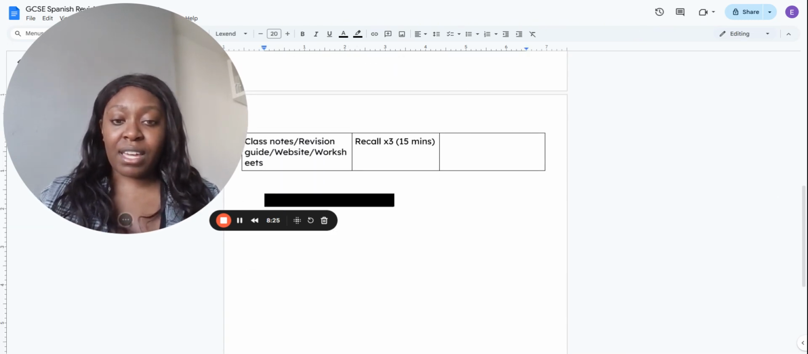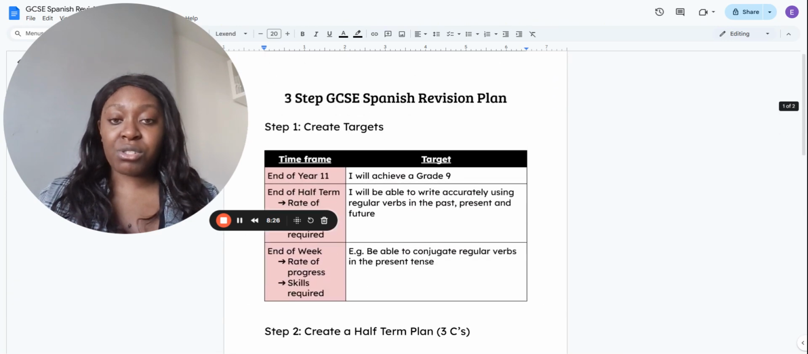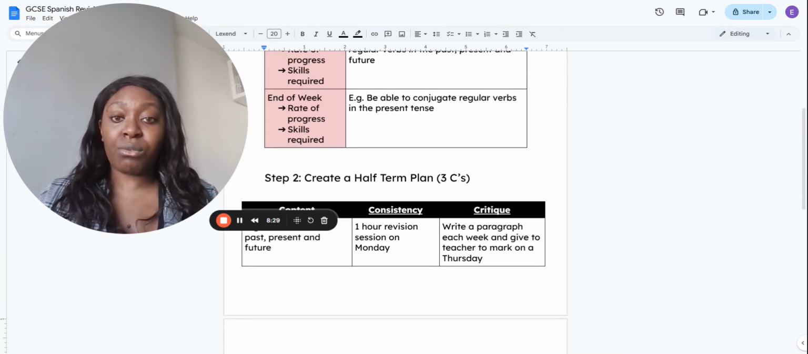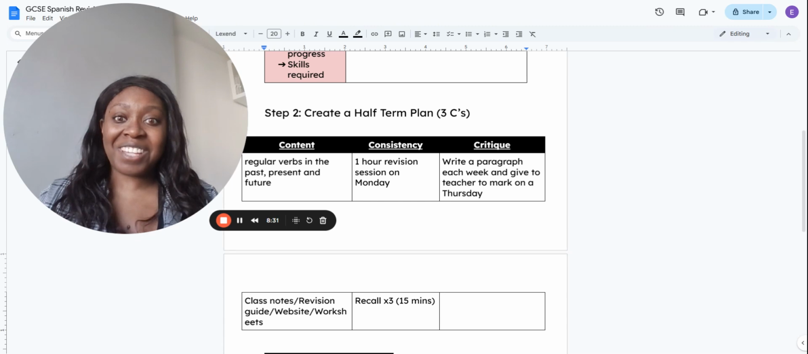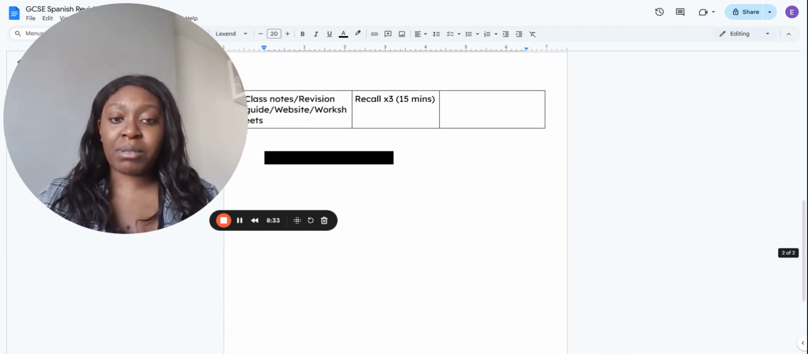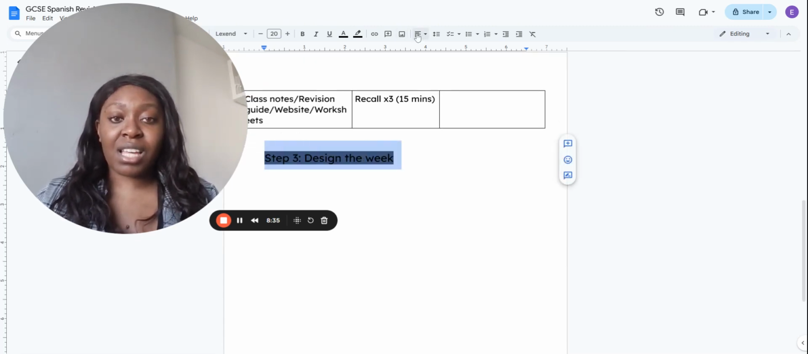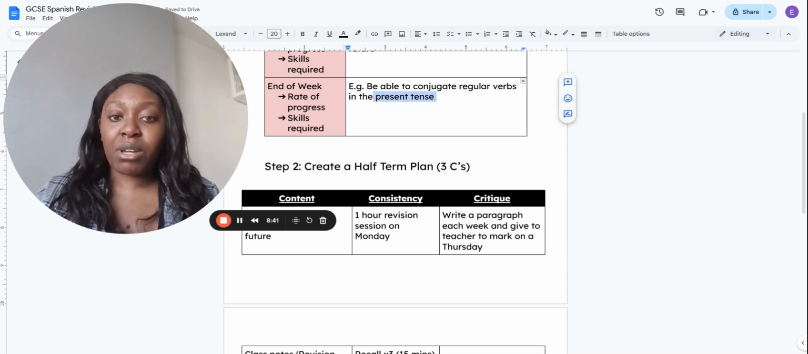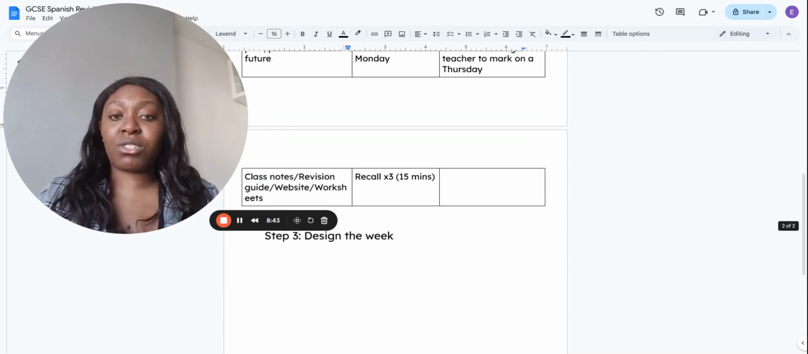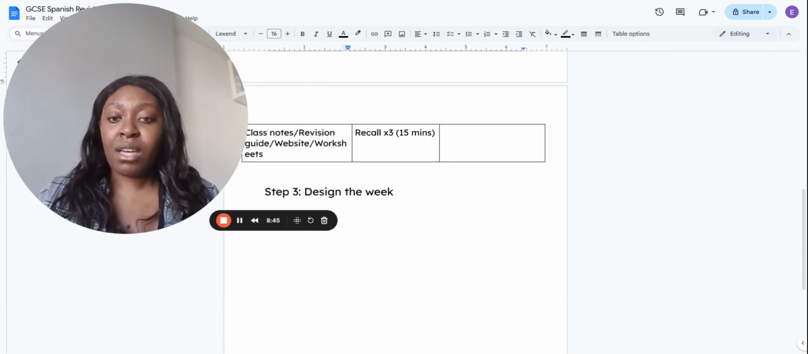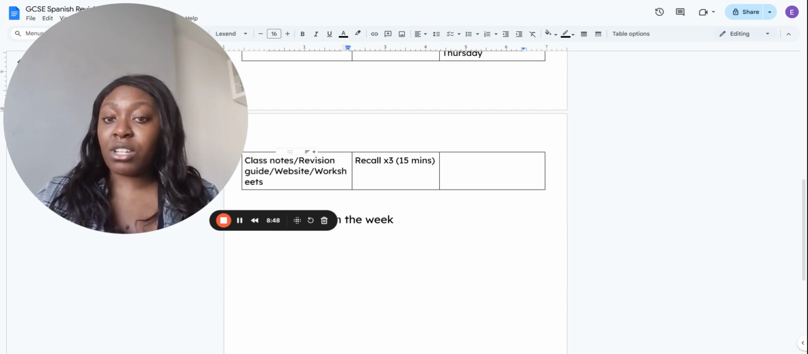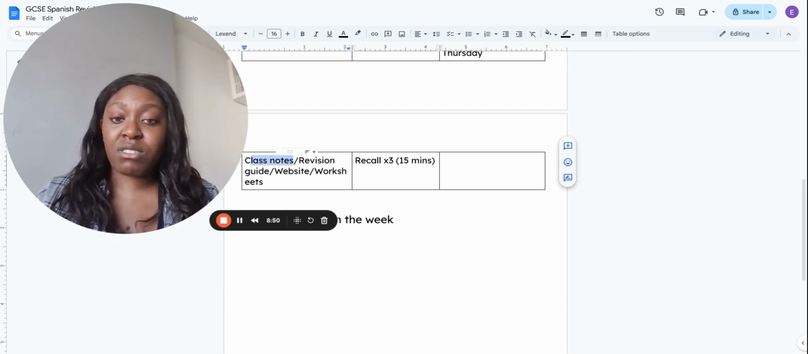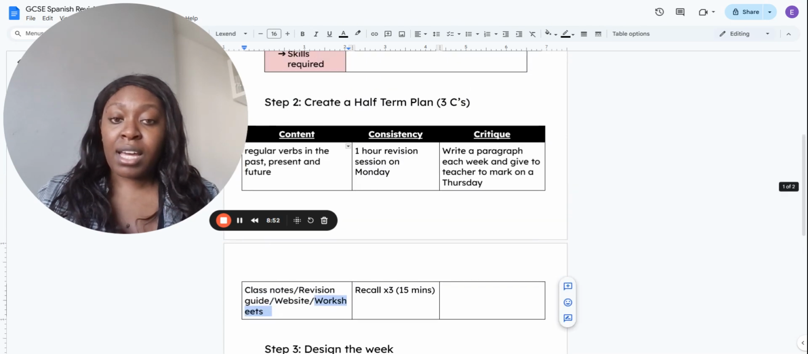And then the final thing that you want to make sure that you've got, so once you've got your 3 targets all of the time, you've created that half-term plan, then you're going to design your week. So you're going to identify, okay, what is it that I need to be doing this week? Well, if I am going to be looking at being able to conjugate the present tense verbs this week, I am maybe going to have a look at my class notes. I might go and look into a revision guide. I might practice some worksheets, and I'm going to do that in that first hour session.